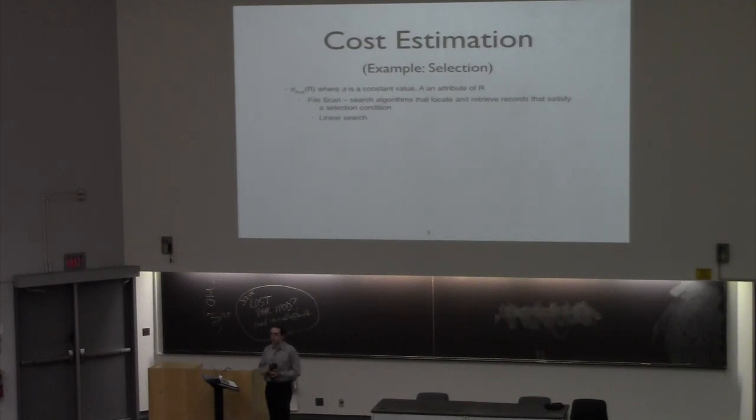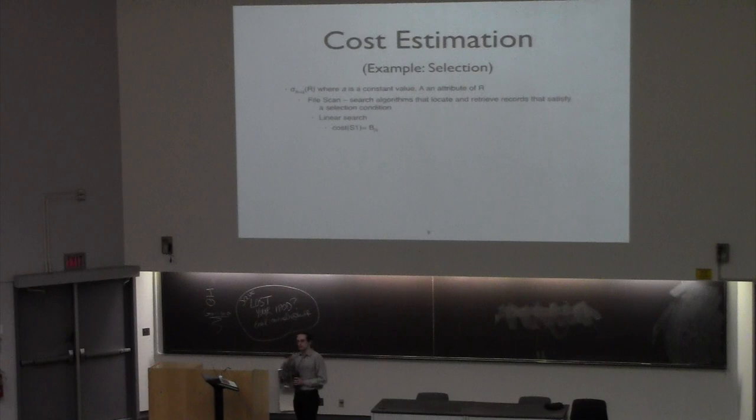What about the cost in terms of number of blocks? Number of blocks in the file, or in the relation, yeah. So the cost of this primitive operation, file scan, linear search of the data, is going to be, in terms of IOs, the total number of blocks in the file. In what other ways could we access data in just a regular file?